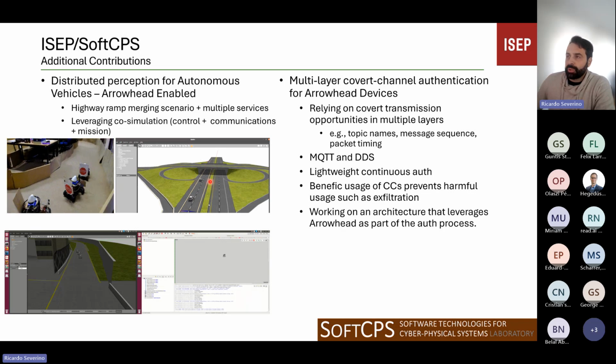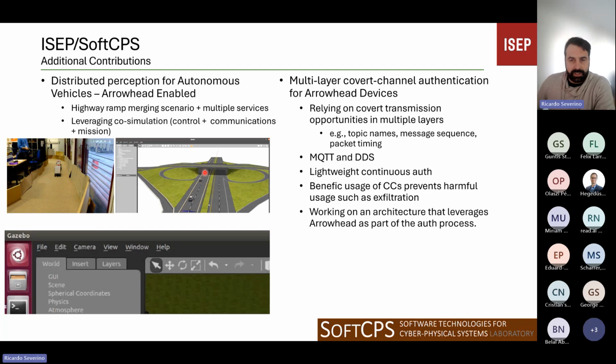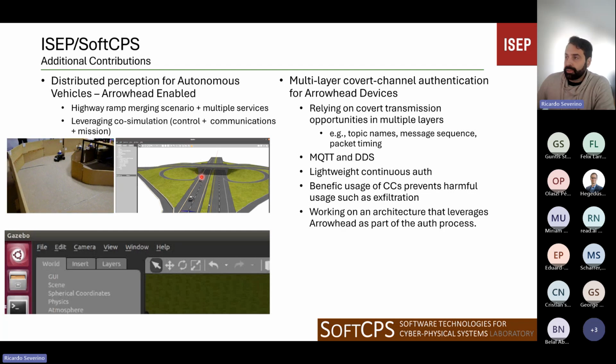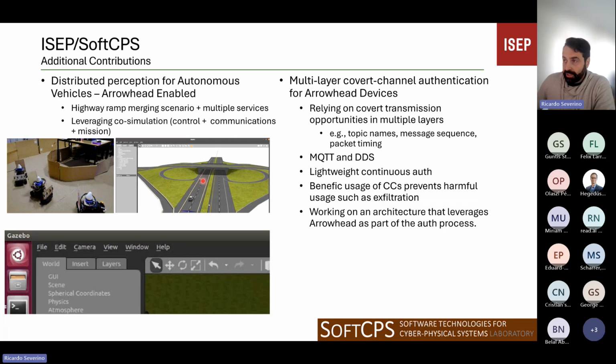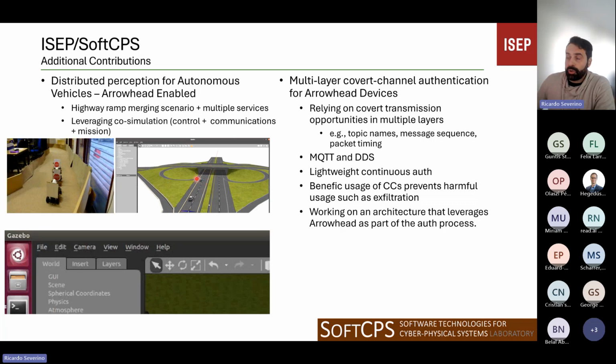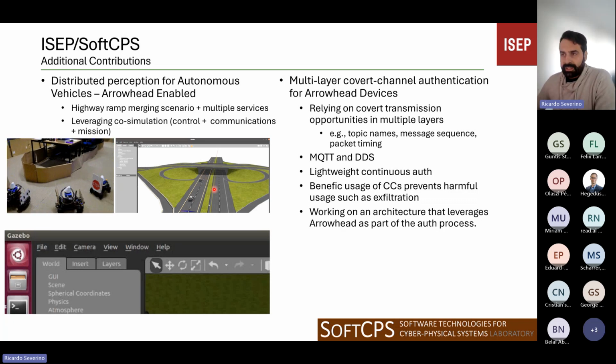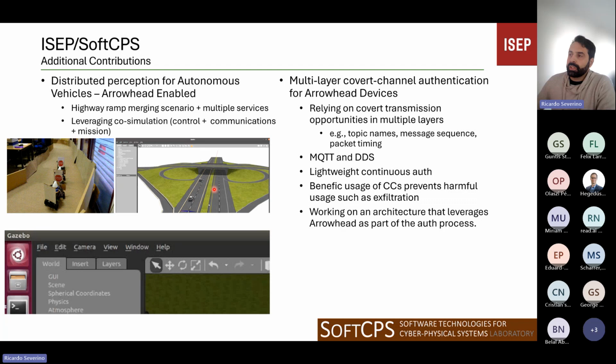One objective that we have is to incorporate Arrowhead in this service so that these cameras that we have deployed can be used for multiple services. For instance, they can be used for this ramp merging scenario, but they can also be used for a police service, for instance, to measure the speed of these vehicles, so to work as speed cameras. That's just one example that we have been working on.